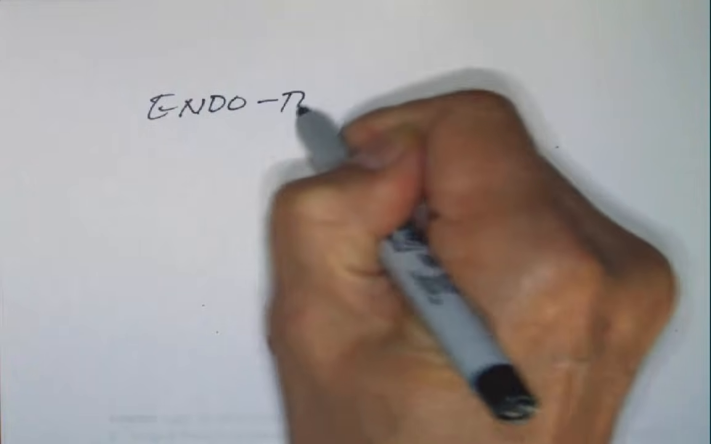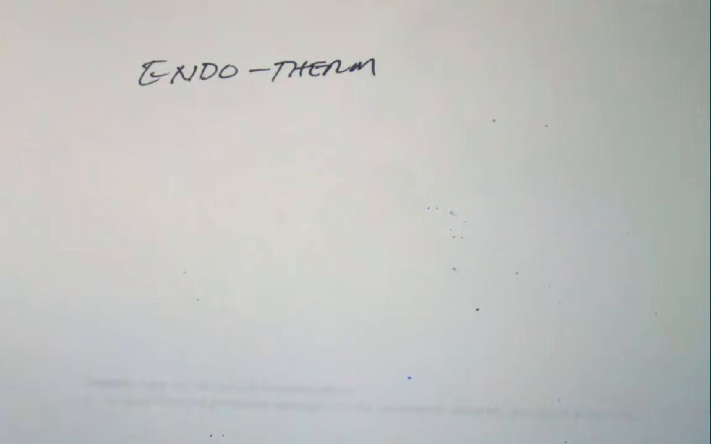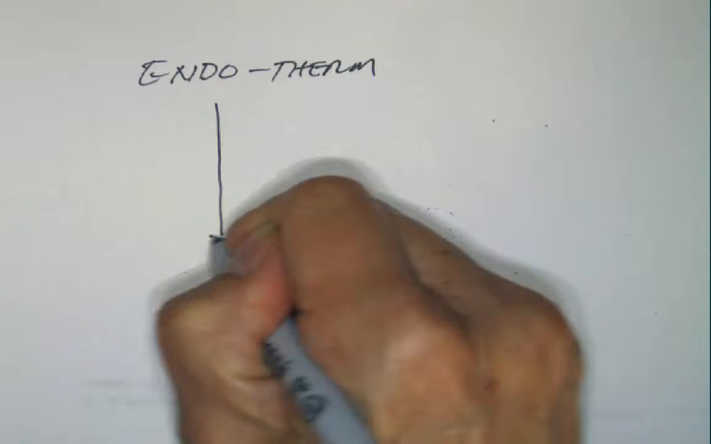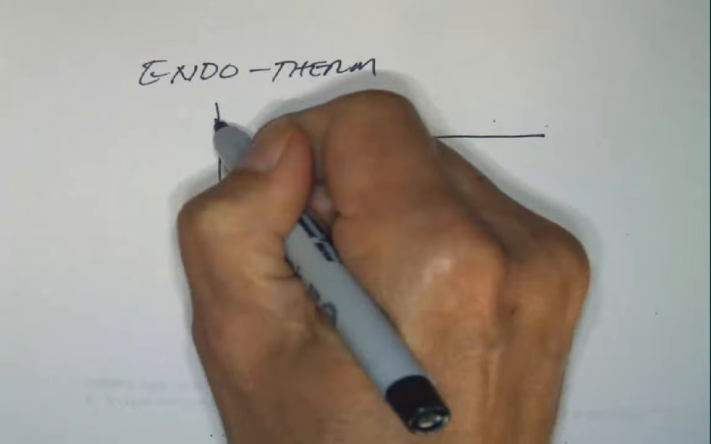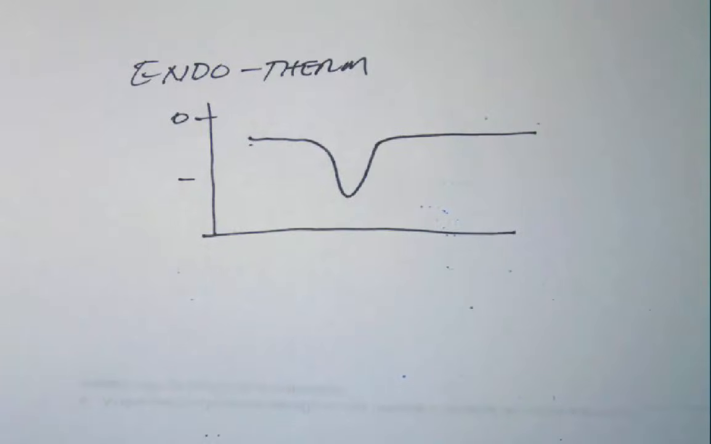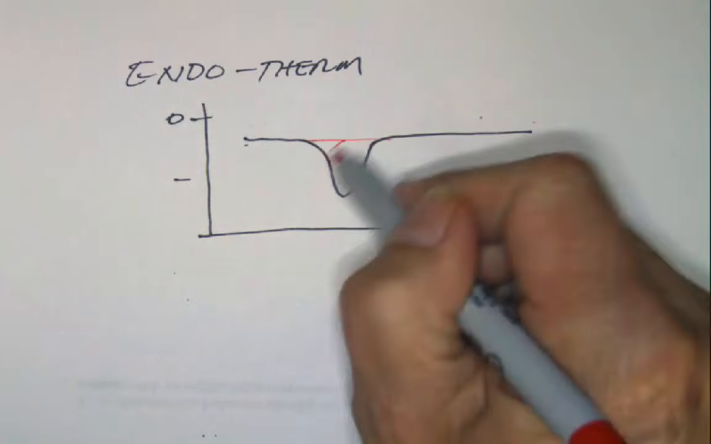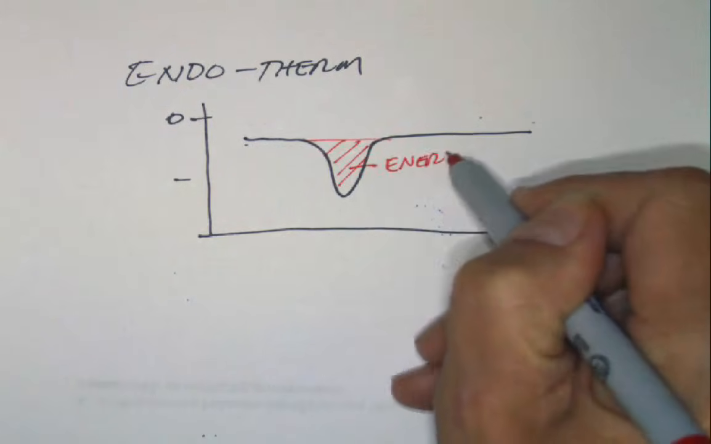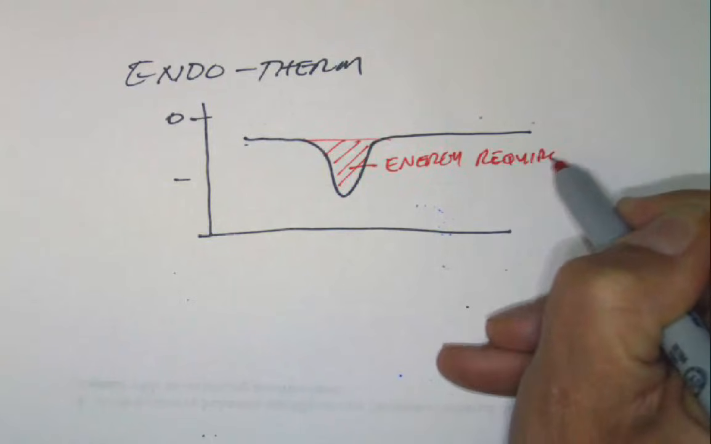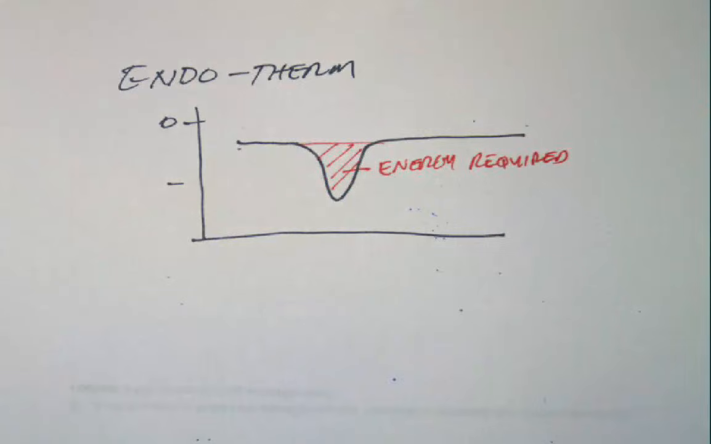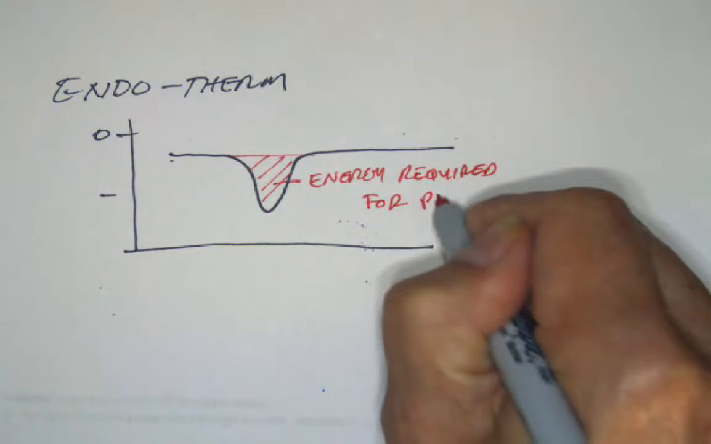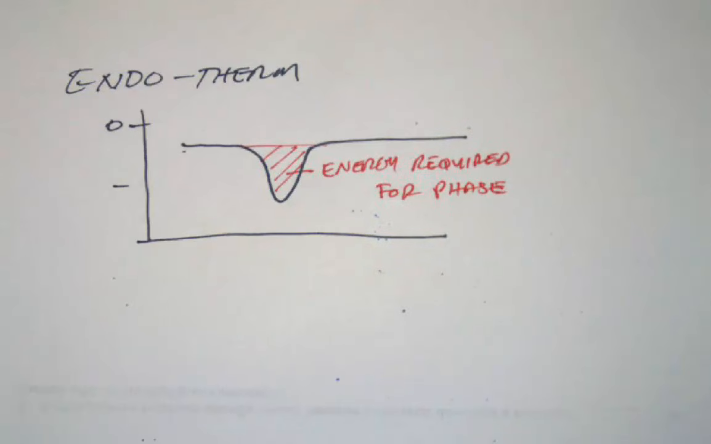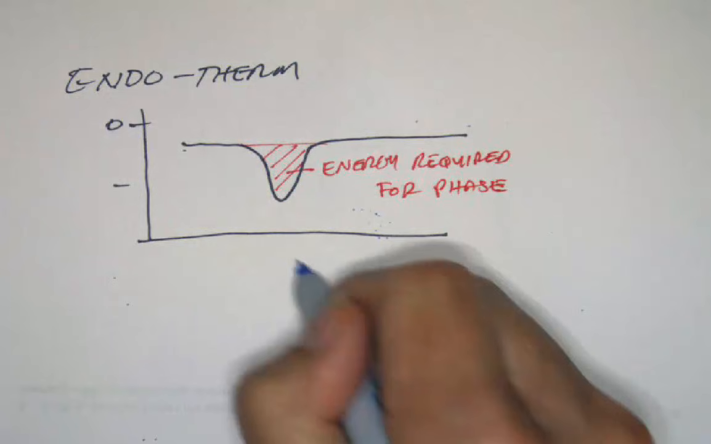The opposite of an exotherm is an endotherm. Endo meaning into, and so this is heat flow into the sample. And the signal is always going to be a downward peak, like this. And so again, heat flow into the sample, and we can integrate this area again, and that area is the energy required for this transformation. And this is energy flowing in to generate a phase change. So we're causing a change in the phase of the material.